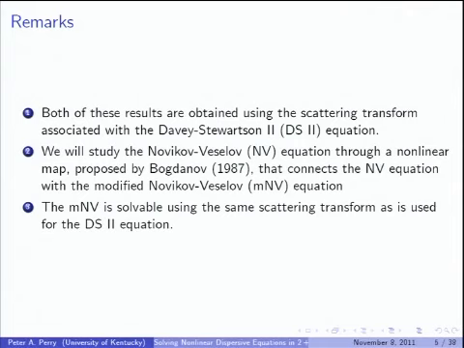The way that we're going to study Novikov-Veselov, taking off on Paul's remark actually, is that there is a nonlinear map proposed by Bogdanov in 1997 that connects the Novikov-Veselov equation in V with something called the modified Novikov-Veselov equation. And as I'll explain, there's an analogy that modified KdV is to KdV as modified Novikov-Veselov is to Novikov-Veselov, and they are connected by analogous maps. And that's exactly what one has to do. And the nice thing about the modified Novikov-Veselov equation is that it's solvable using the same scattering transform as is used for Davey-Stewartson. It's in the Davey-Stewartson hierarchy.